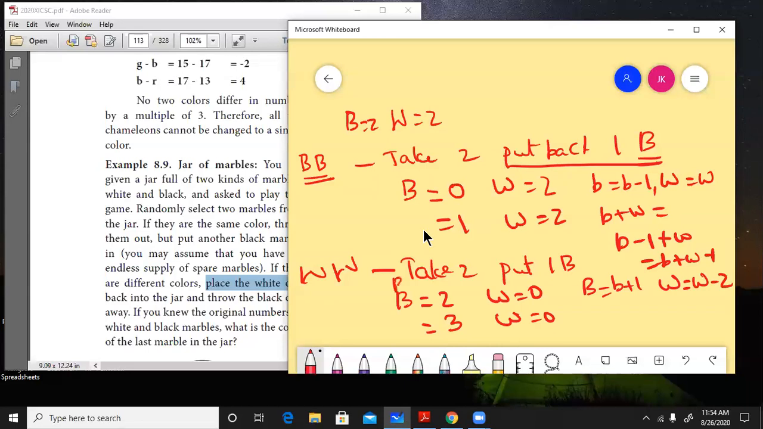The start value of B is 2 and the start value of W is 2. So 2 plus 1 gives me 3, and 2 minus 2 gives me 0. So we come to the conclusion that in this case B becomes B plus 1 and W becomes W minus 2. In the previous case, B becomes B minus 1 and W remains the same. My B becomes 2 minus 1, that is 1. But once again, when you substitute, you get B plus W minus 1. This is one case.